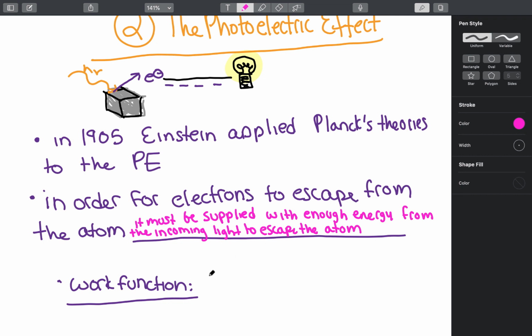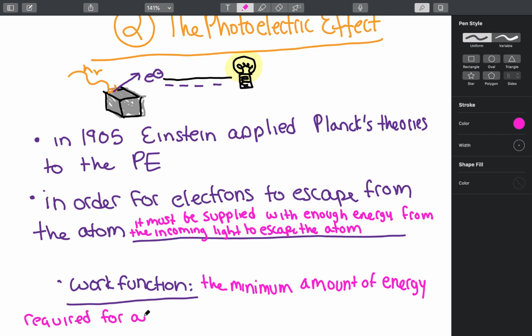So the work function is defined as the minimum amount of energy required for an electron to escape the atom. So the work function describes the minimum amount of energy required for an electron to escape the metal.